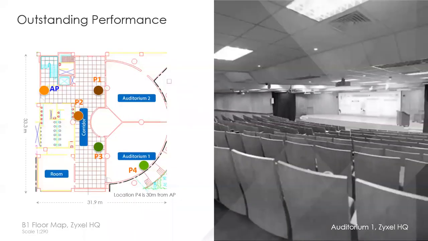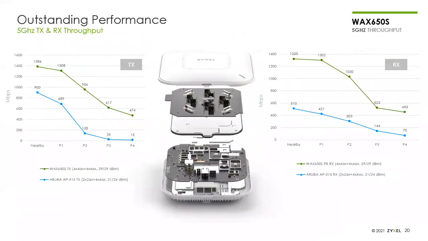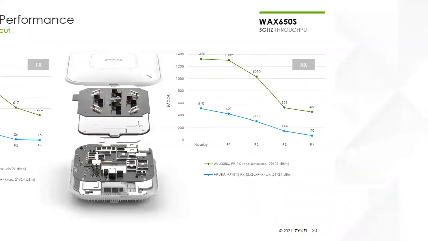Just showing here, we did some of our own testing on performance. We compared two products: our WAX 650S Smart Antenna Wi-Fi 6 AP to an Aruba that is also a 4x4 Wi-Fi 6 AP that does not have smart antenna technology. As you can see, the green lines show much better performance in the same environments, particularly in the edge cases where you get really far away from the access point.